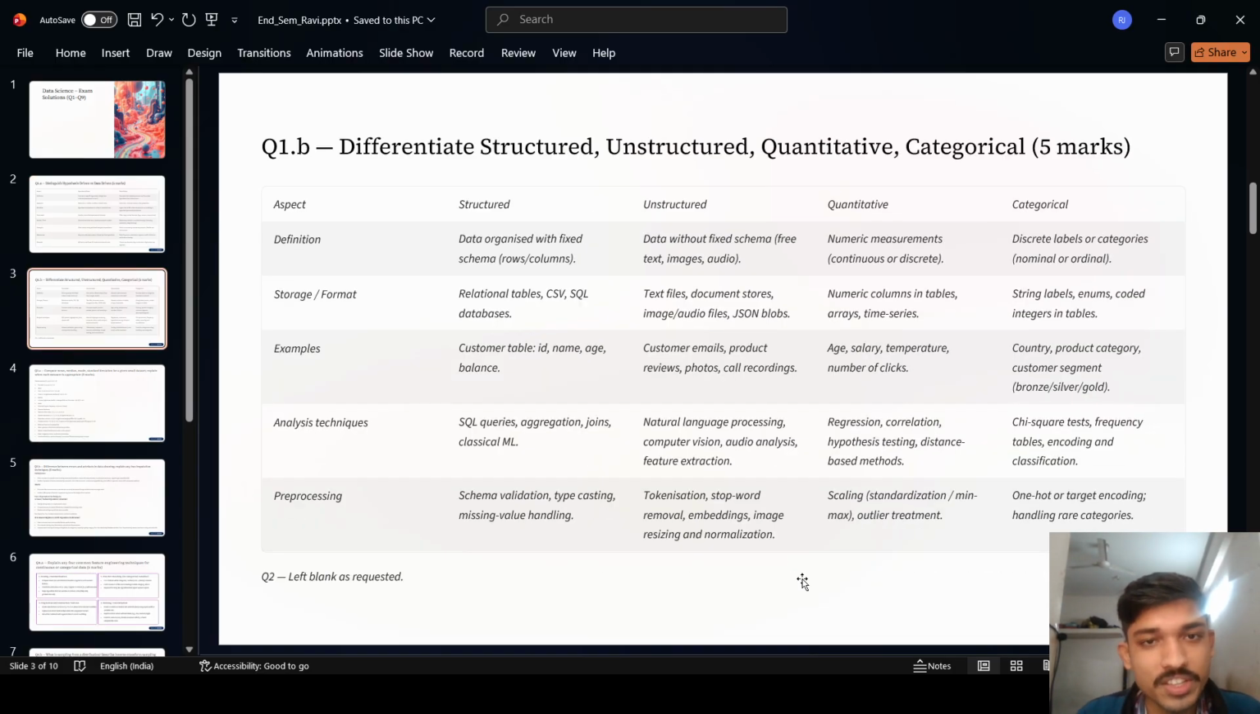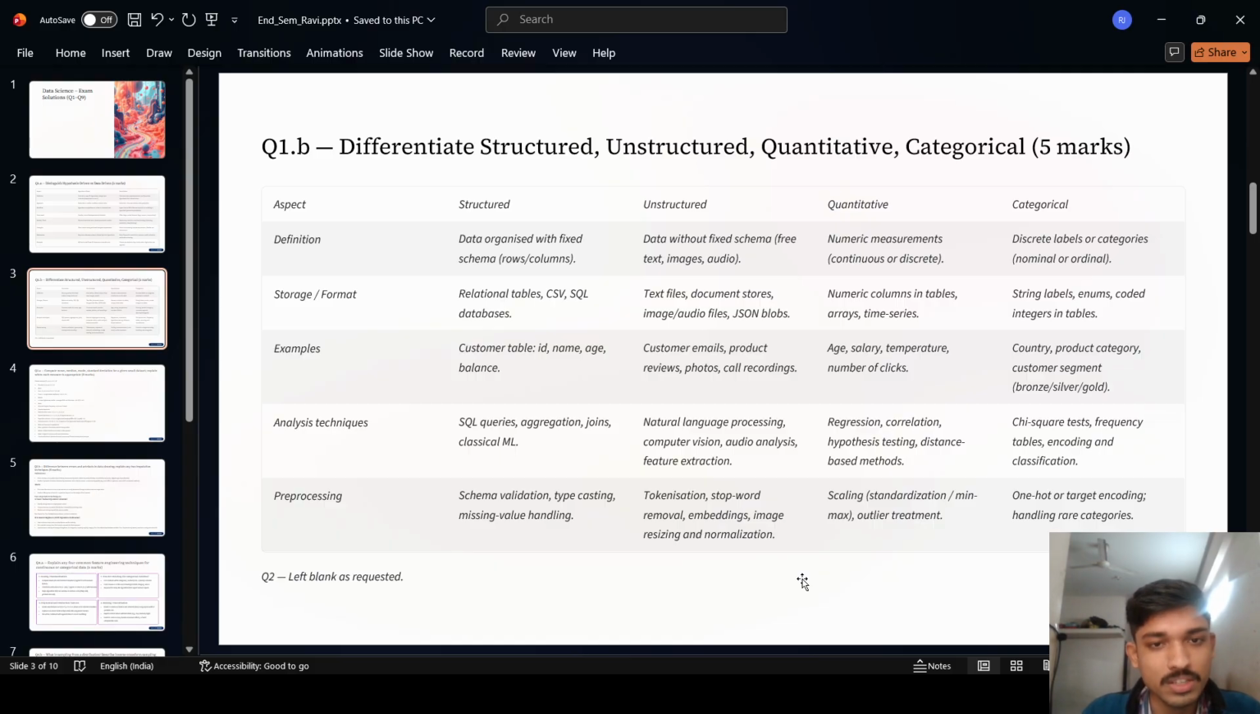Second question is differentiate between structured, unstructured, quantitative and categorical data. So we have divided into 5 sections. First one, we will talk about definition. Structured data is organized with fixed schema, means in rows and columns. Unstructured data has no fixed schema. It can be text, images, video, and quantitative data is a numerical measurement. It can be continuous or discrete. Numerical means 1 2 3. Categorical data is discrete levels or categories, for example sex, race, hair, all these categories.